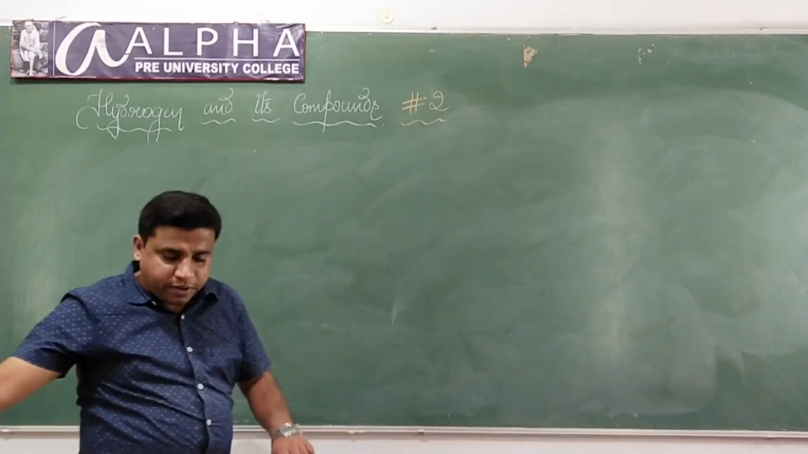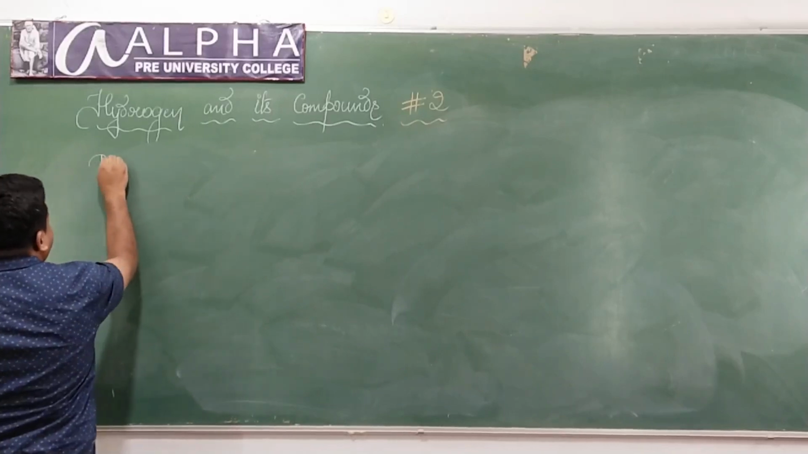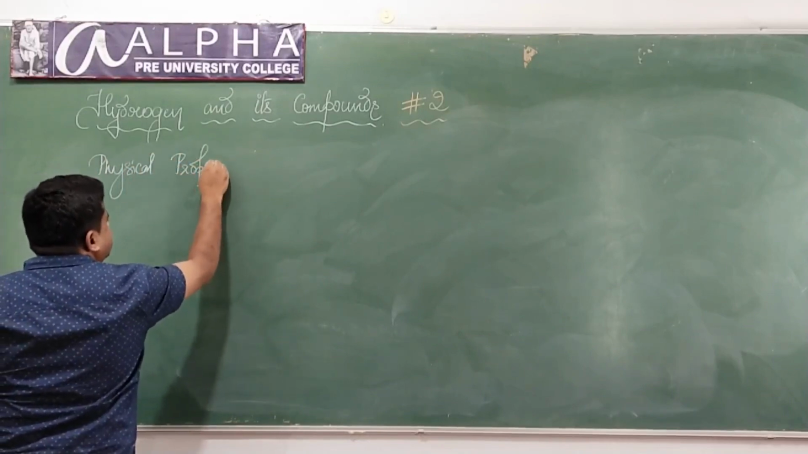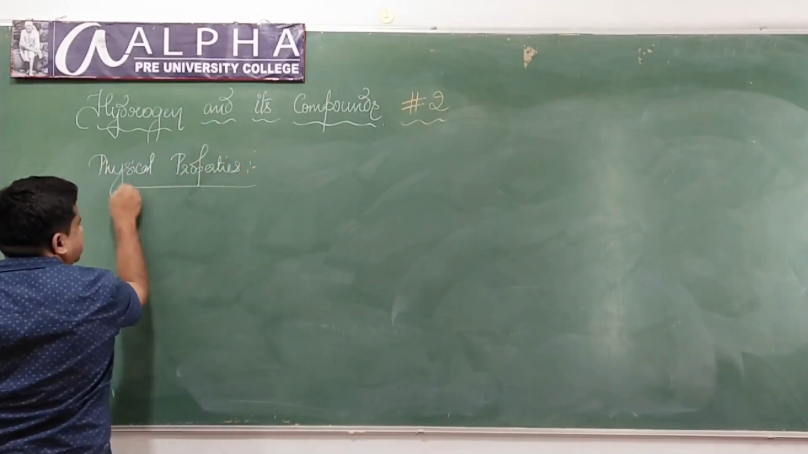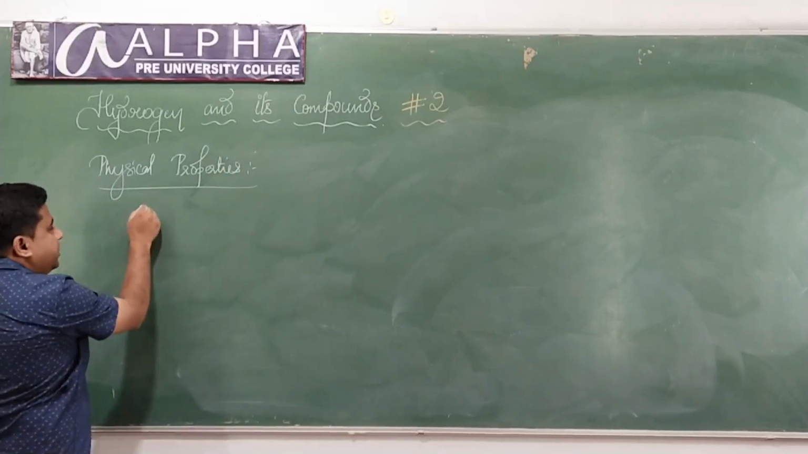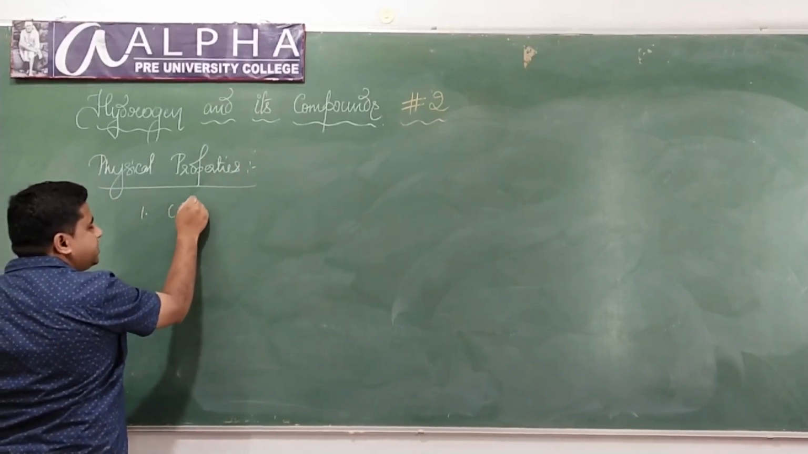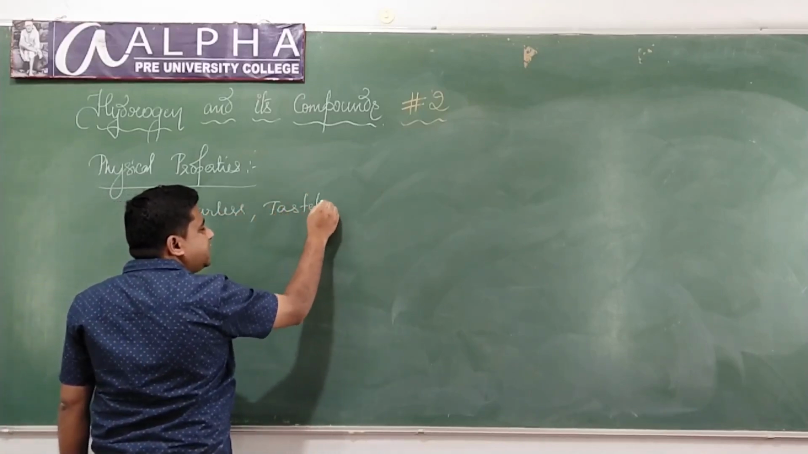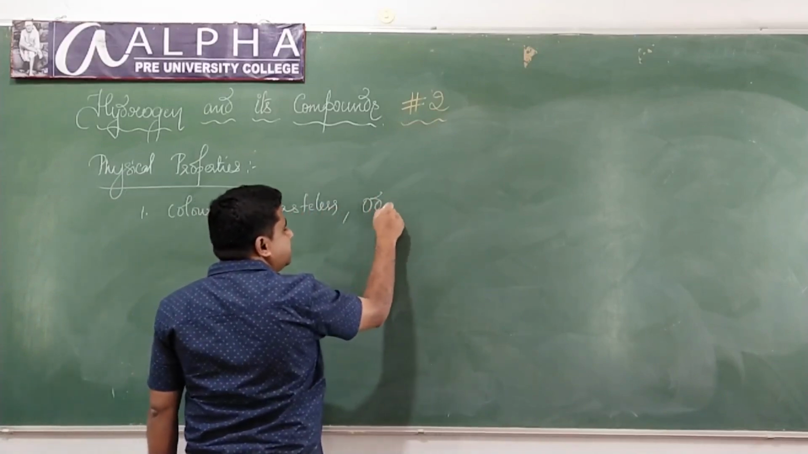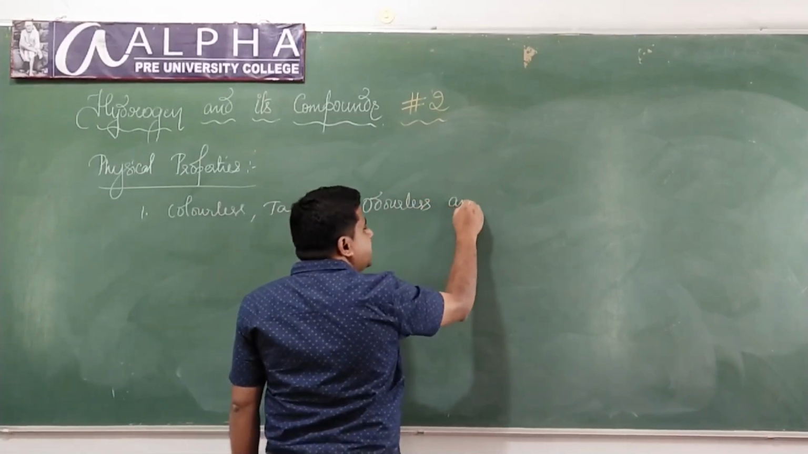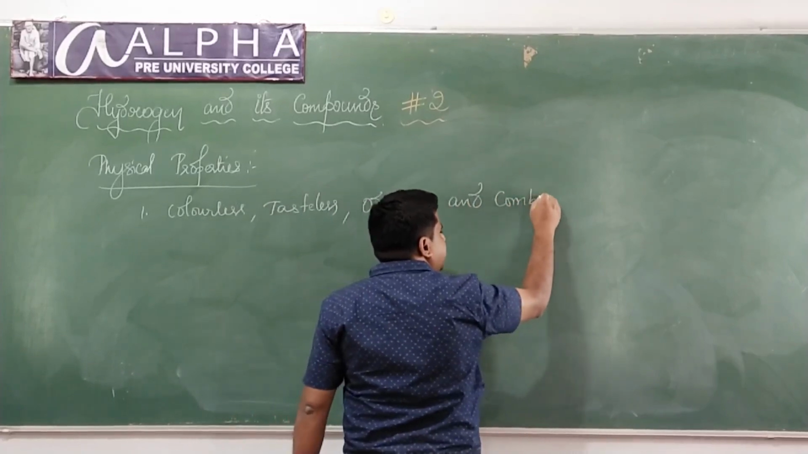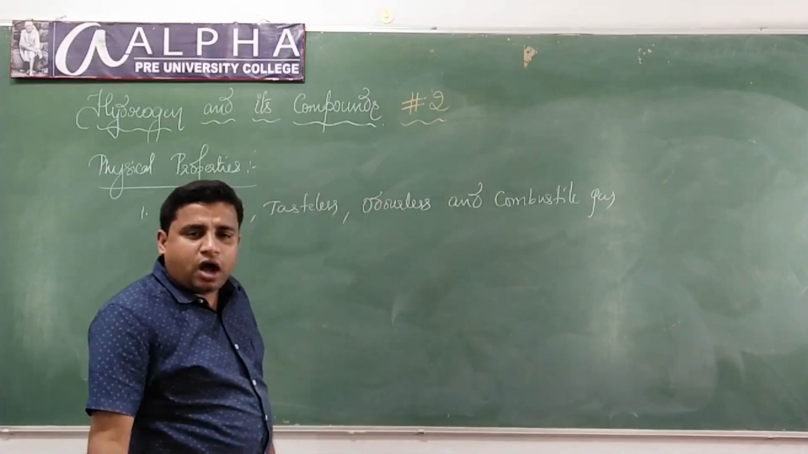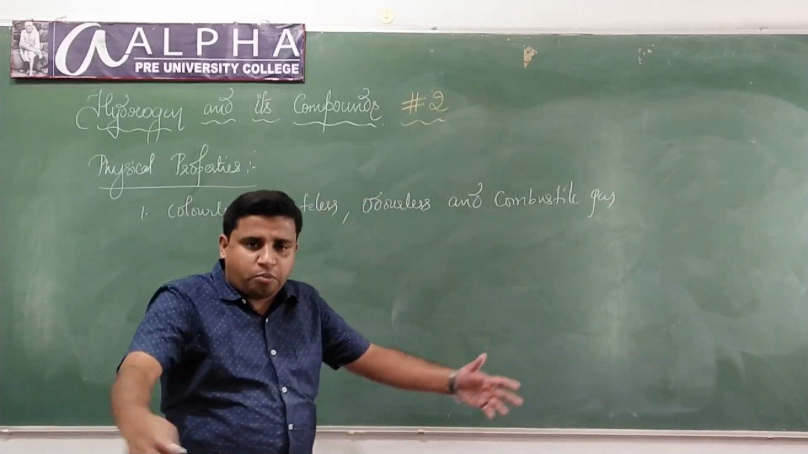Physical properties of dihydrogen. Observe. Dihydrogen is a colorless, tasteless, odorless, and combustible gas. It's a combustible gas. That is why it is used as a rocket fuel. Upon combustion of hydrogen, it releases a huge amount of energy.